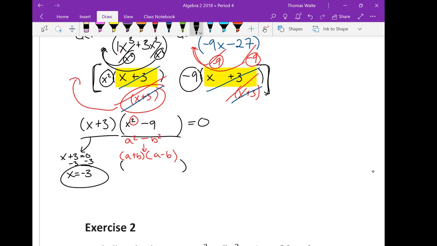Well, in this case, my a is going to be equal to saying what times itself would give me x squared. Well, it's going to be x times itself to give me x squared. And my b is going to be equal to what times itself is giving me 9. 3 times itself is giving me 9. So a is x, b is 3, and we're going to get an x plus 3 and an x minus 3. And those are all still equal to 0.